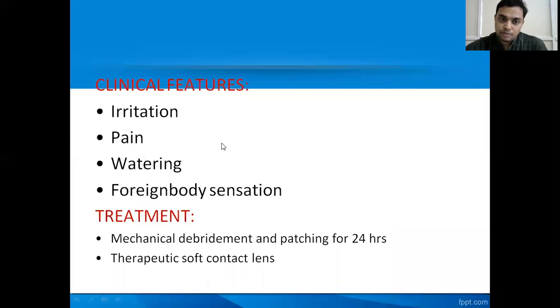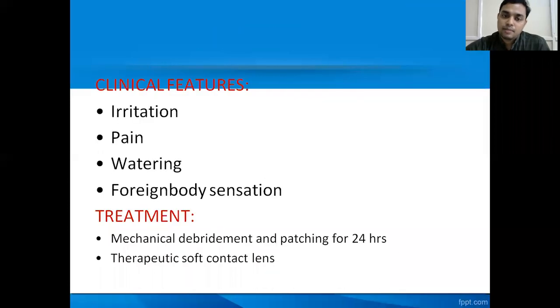So what are the clinical features we see in filamentary keratitis? Common clinical symptoms are irritation, pain, watering, and foreign body sensation. And treatment is by mechanical debridement and by patching for 24 hours. Patching can be done with the help of a soft contact lens, a bandage contact lens, and a therapeutic soft contact lens can be used to promote the proper healing of the epithelium.